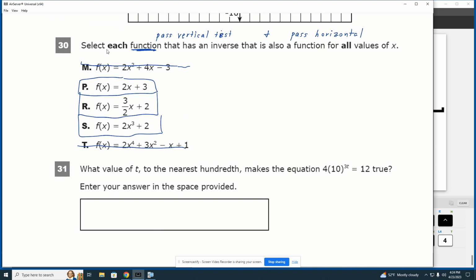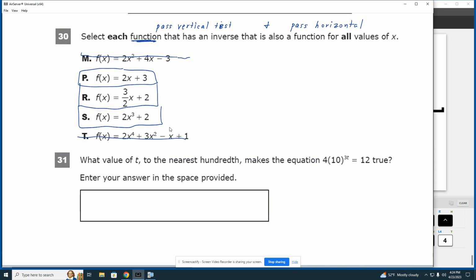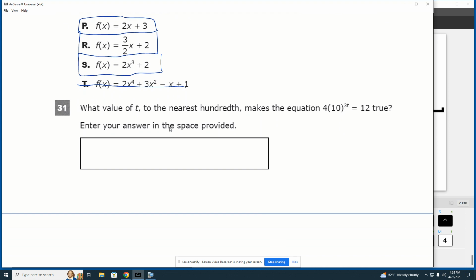So when it asks the question, can each function have an inverse that is also a function? Well, for this to be a function, it has to pass the vertical line test. For the inverse to be a function, it has to pass the horizontal line test. So that's why we chose P, R, and S. It passed both the vertical and horizontal line test. Okay? All right, last one.